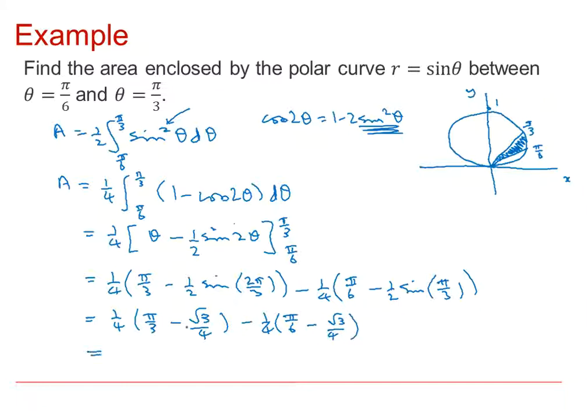When we expand the brackets, the minus root 3 over 4 term and the plus root 3 over 4 term will cancel out, and we are left with a quarter of pi by 3 minus pi by 6, which is pi by 24. So that is the exact area swept out by this polar curve between pi by 6 and pi by 3.